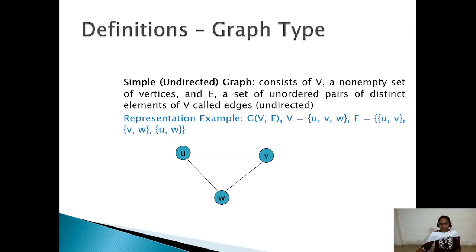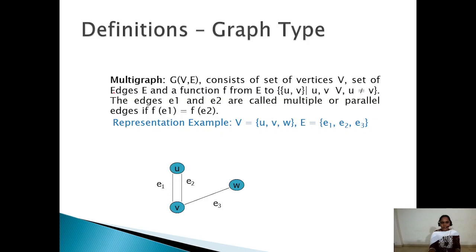It consists of V, a non-empty set of vertices. What does non-empty set of vertices mean? No direction is between u comma v. E is a set of unordered pairs of distinct elements of V, so the edges are undirected. Representation of one example: G of V comma E. V equal to u, v, w, where the vertices are denoted by V. E equal to u comma v. The edges are u comma v, v comma w, u comma w. This is the simple undirected graph.